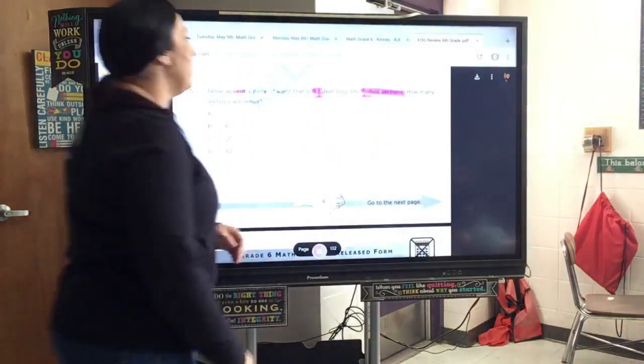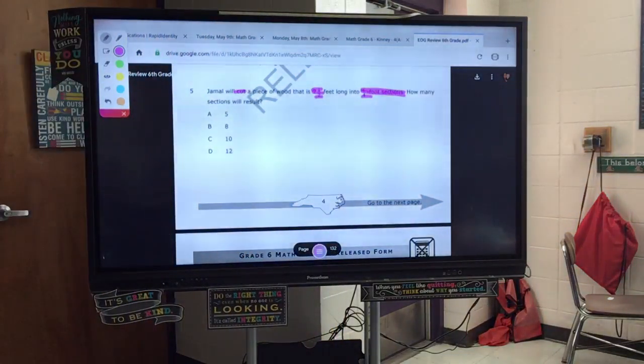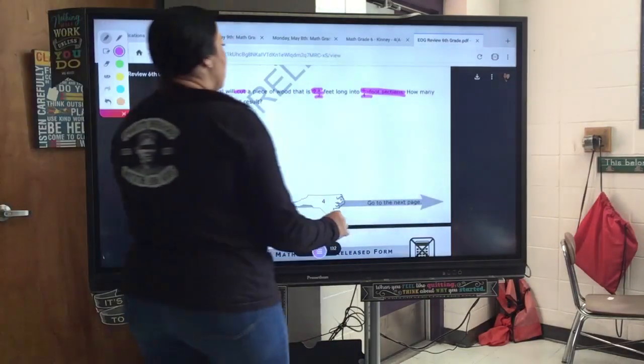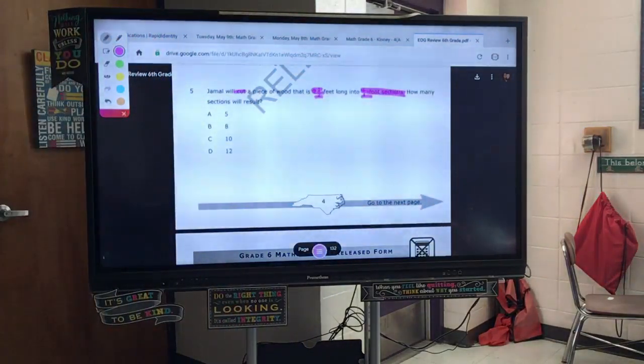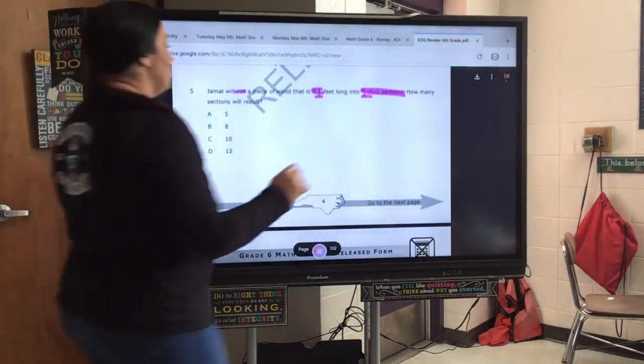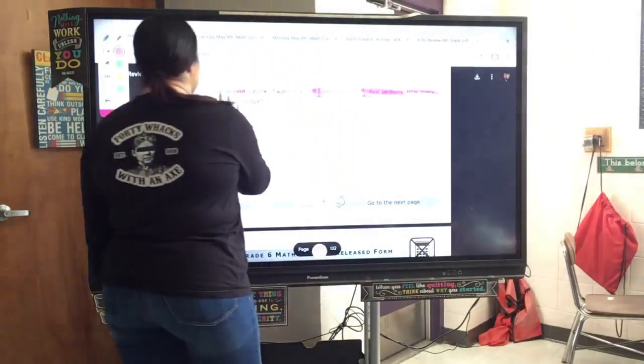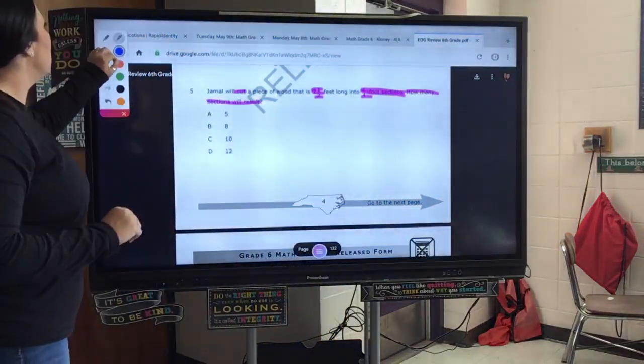Okay, and then what else is important? What else is important in this question, Ronnie? Didn't you want 4 sections? So we already got that, that's what Jonathan told us, but what else is important in this question, Kaya? How many sections will result? So the actual question itself, how many sections will result?